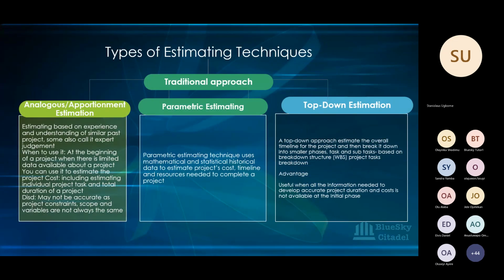So with the traditional approach to project management, we're going to look at some techniques. They are still being used by Agile as well, but not as much. So we look at analogous apportionment estimation. It's an estimation that is based on experience and understanding of similar past projects. Some may call it expert project judgment.